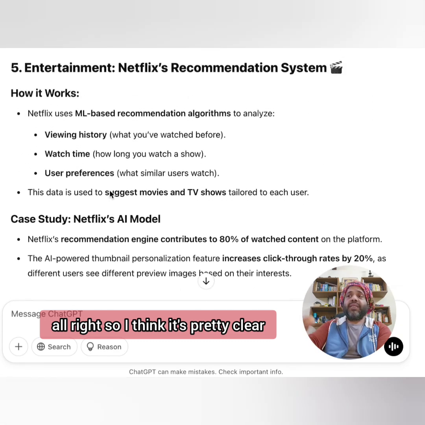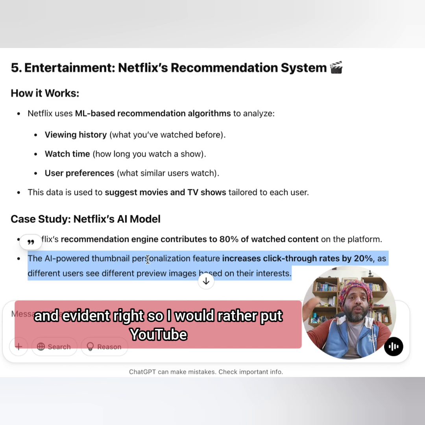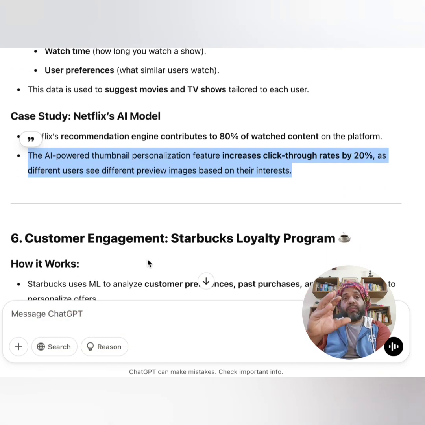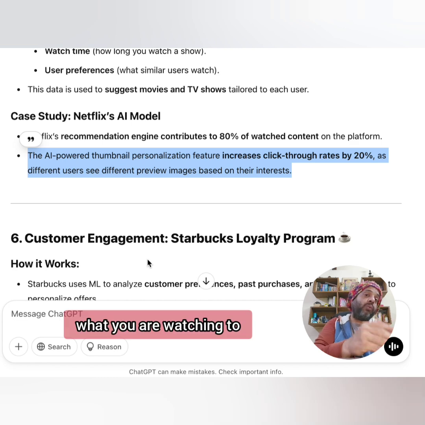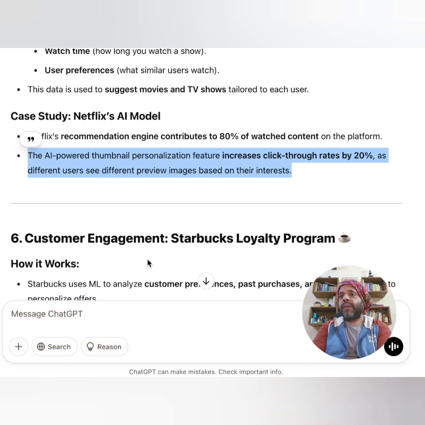So I think it's pretty clear and evident, right? I would rather put YouTube as an example here, with YouTube suggesting more content based on what you are watching or what you are listening to. Probably Spotify as well is a good example.